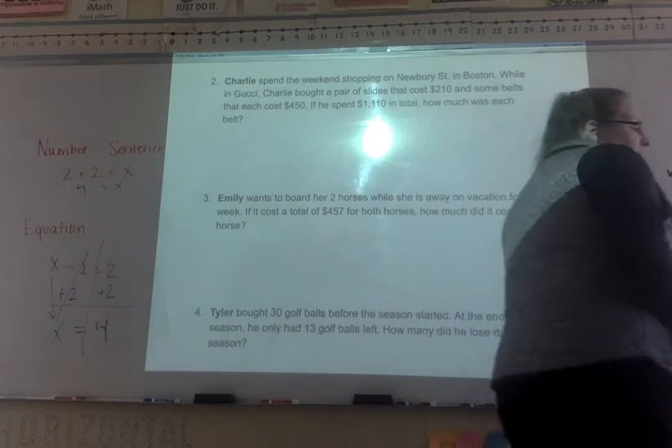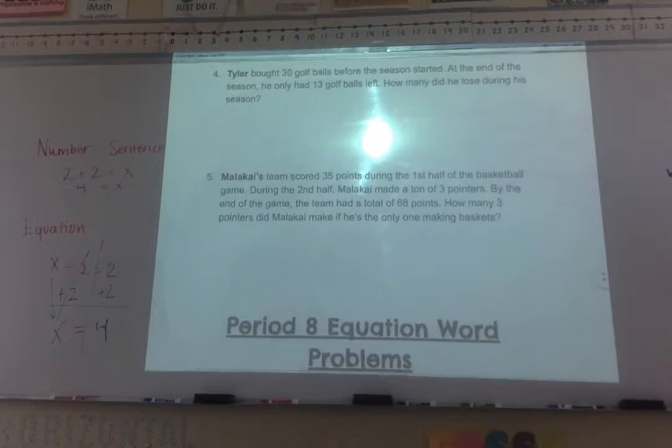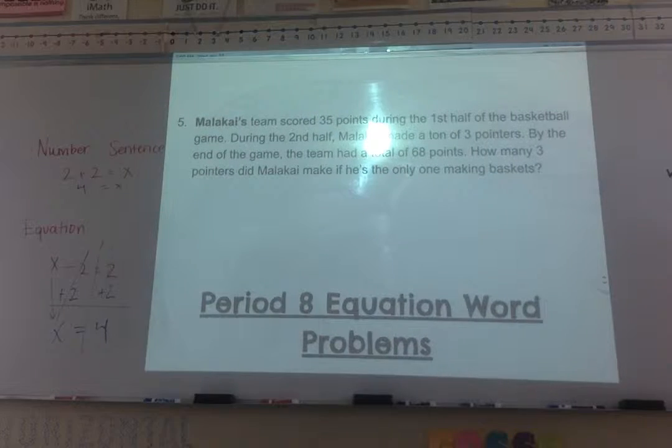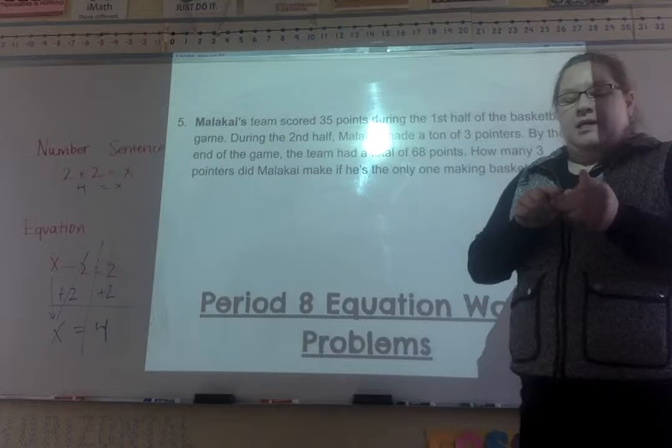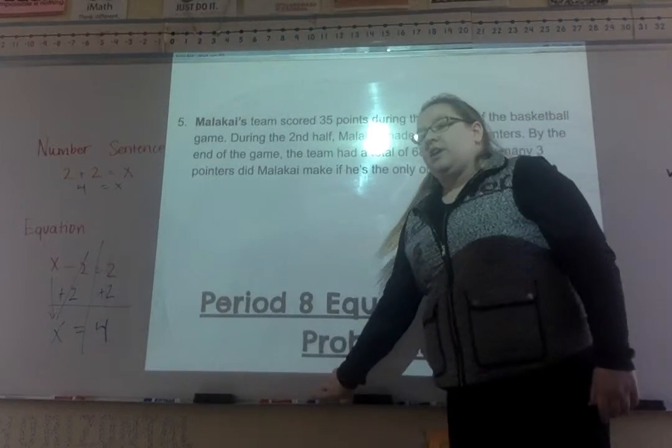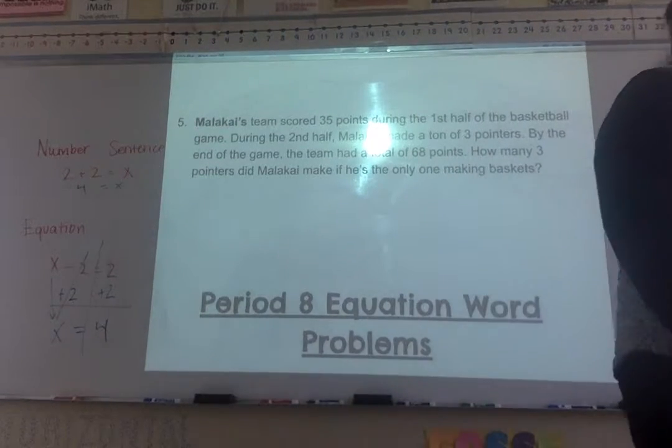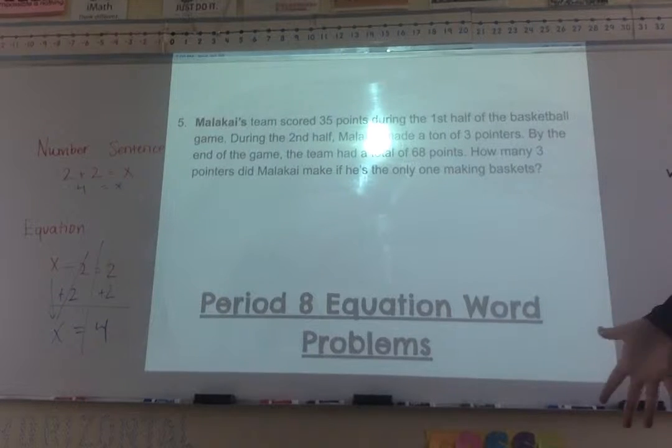Alright, so we're going to do Malachi's as another one. Here we have a word problem about our pal Malachi. Tyler didn't like his, but at least I think Malachi liked his. Can someone read this out loud?